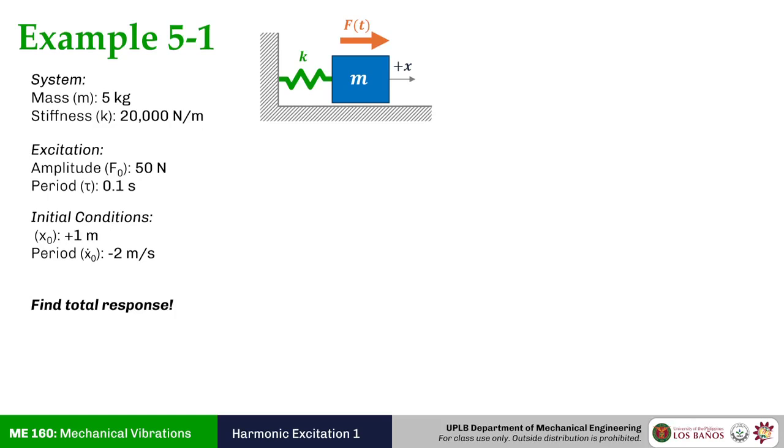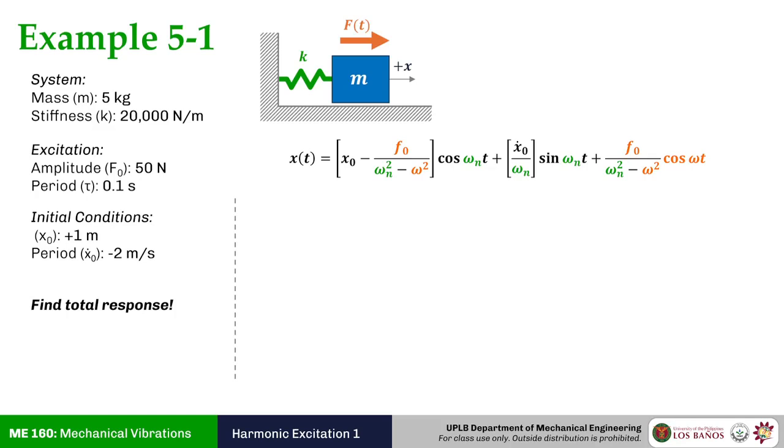Here, it is important, especially for an equation heavy course such as ME 160, that when we're given a problem, the first thing that we need to do is to pull out the equations, the formulas that might be necessary for the solving of said problem. So the first thing that we're going to pull out is the general form of the forced response. You have here two terms of the free response portion and the third term, the steady state response portion.